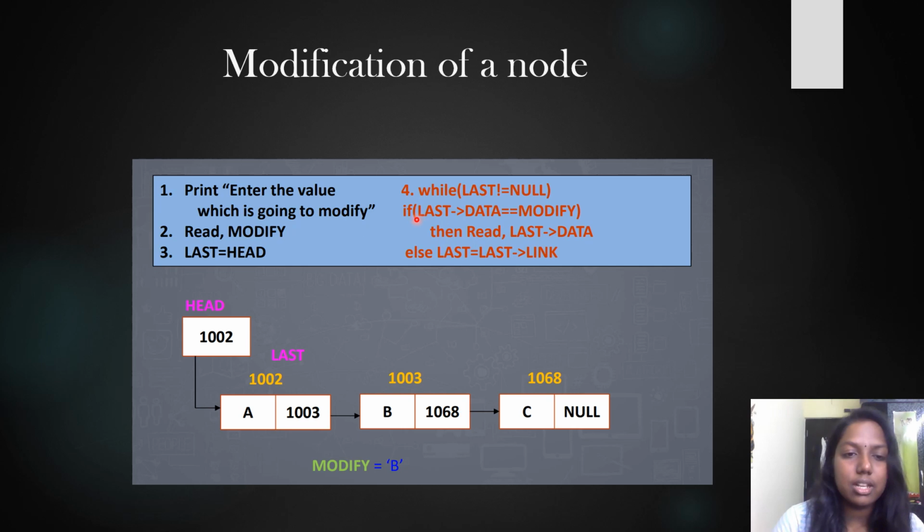Now modification. To modify, we just have to ask for the value which is going to be modified. We store that as modify here, and we just say the last is equal to head.